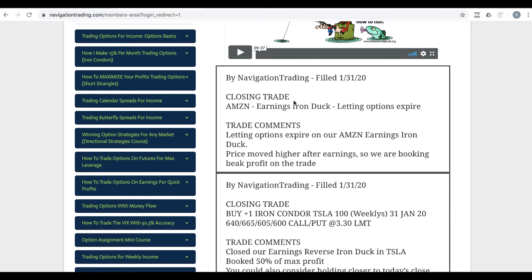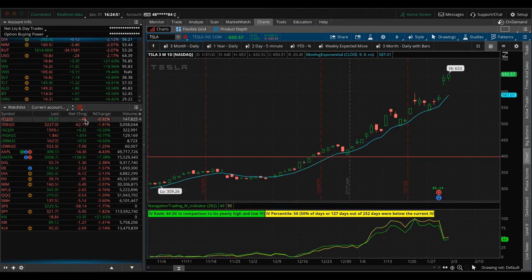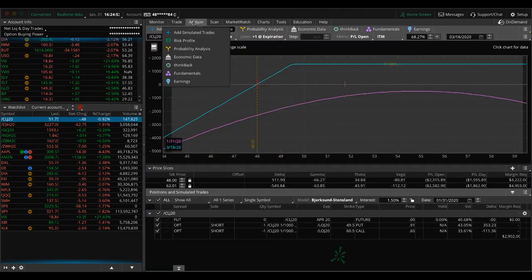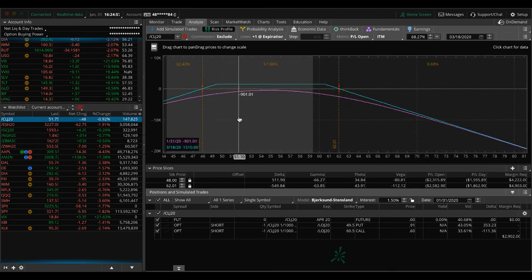And then lastly, closing trade in Amazon. I mentioned we just let those options expire and booked big profit there. So let's go to the other positions and see what we've got going on, starting with oil. Now the markets are closed here, but this is well within range. We're down a little bit, not as much as it's showing here.